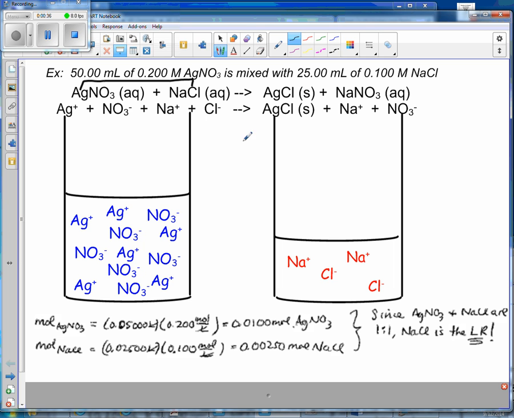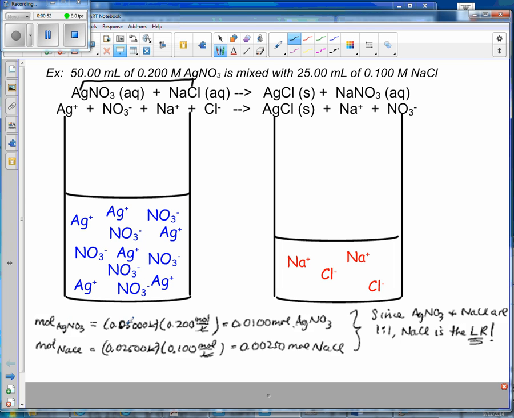All right, so anytime we do a problem where I give you amounts of one reactant and amounts of the other reactant, by golly, you have to confirm which one is the limiting reactant. So that's why the first step, some way, somehow, you have to figure out the amounts of each reactant.